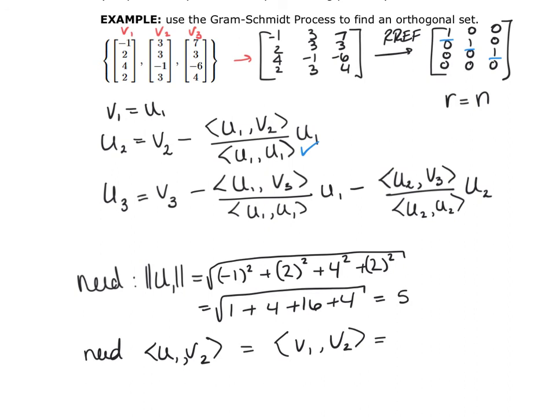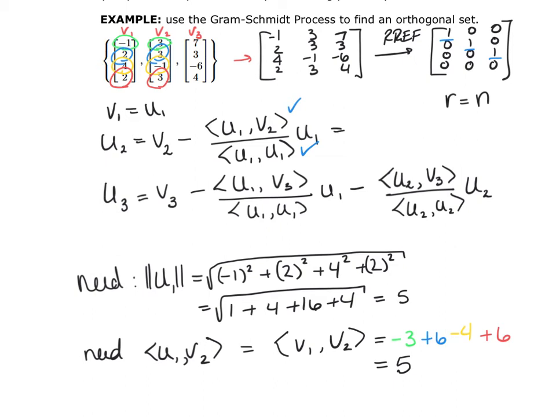So let's go ahead and do that multiplication. It is -1 multiplied by 3, so -3. 2 multiplied by 3, so +6. 4 multiplied by -1, so -4. And then the last one, which is 2 multiplied by 3, which is 6. So -3 plus 6 is 3. Minus 4 is -1 plus 6 is 5. So now I have got this piece, and I'm actually ready to do this U2.